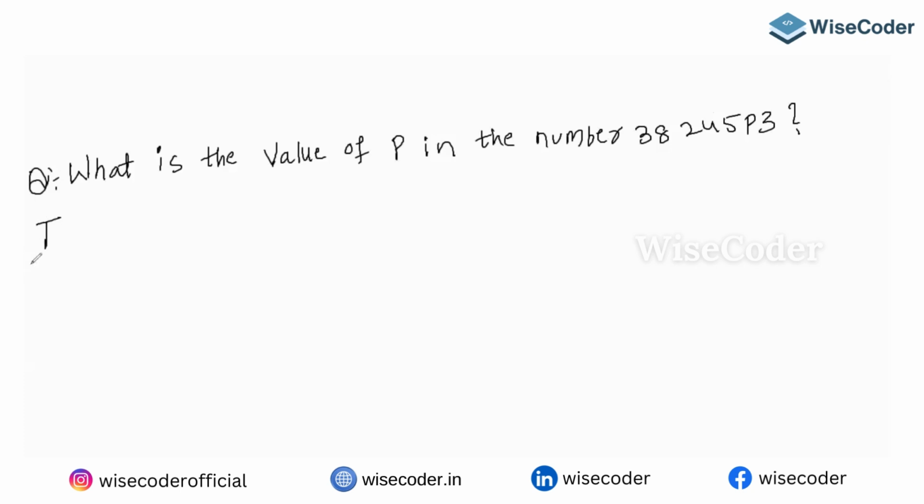Followed by that, you will encounter two statements. Look at statement number 1: the number is divisible by 9.